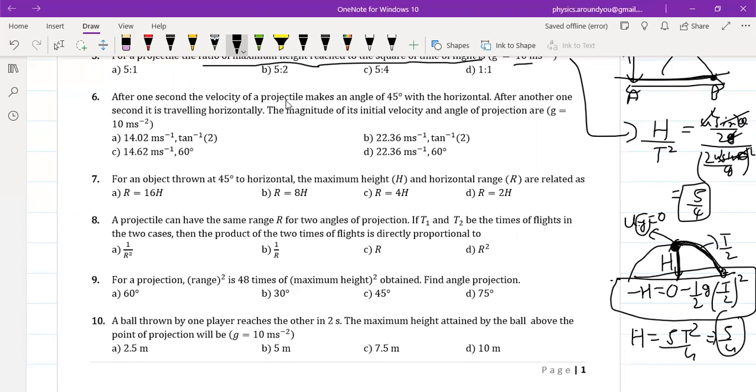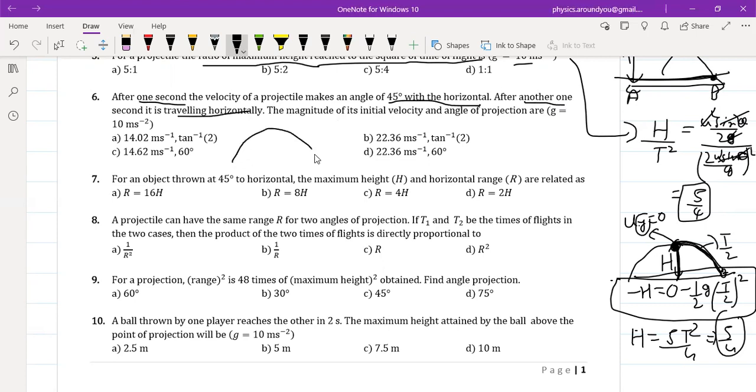After 1 second, the velocity of a projectile makes an angle of 45 degrees. After 1 second, it is traveling horizontally. What is the magnitude of initial velocity of projection and so on and so forth? Very good question. They are telling that after 1 second, the velocity makes an angle of 45 degrees. After one more second, it's traveling horizontally.